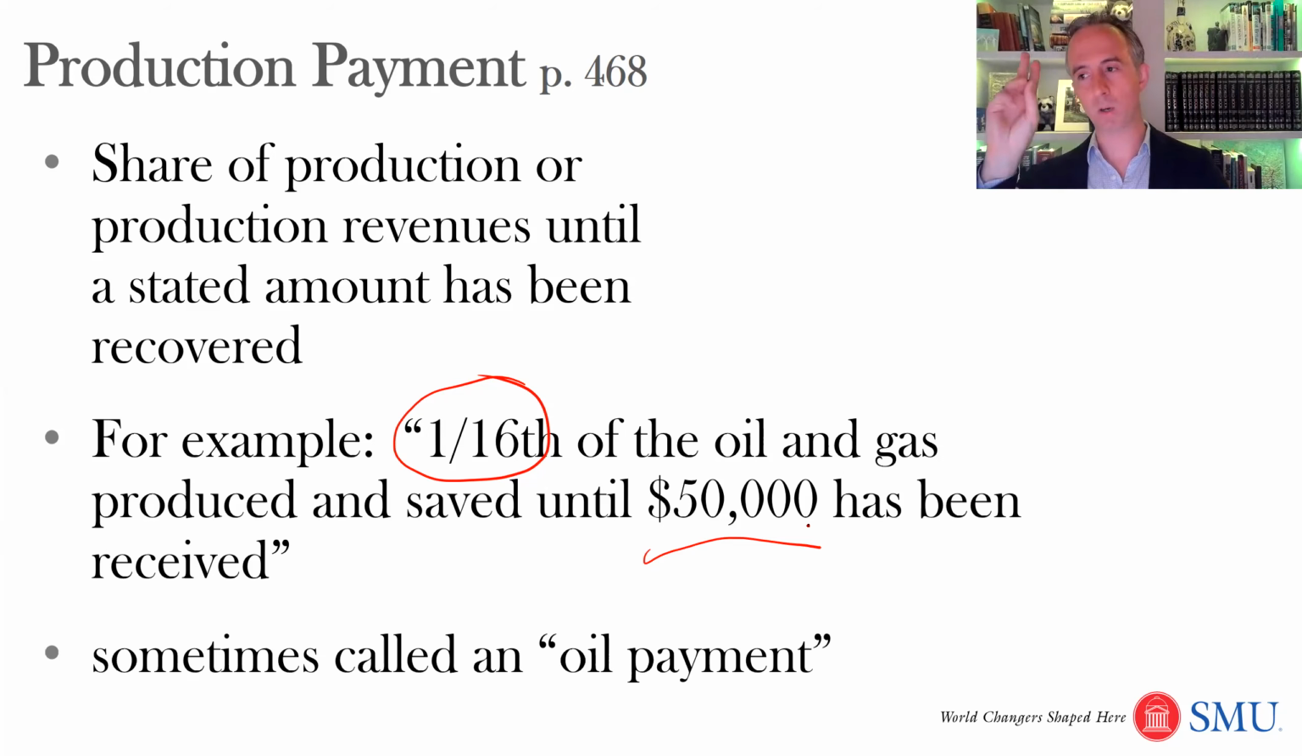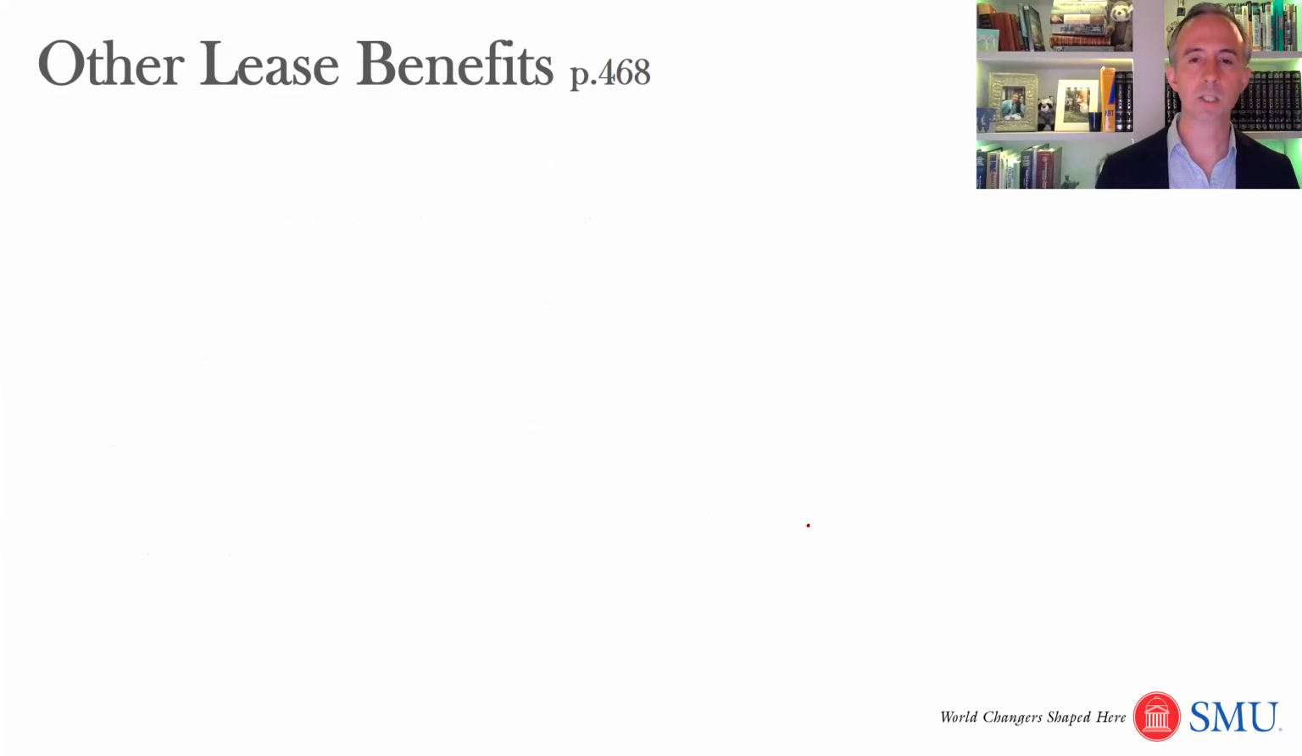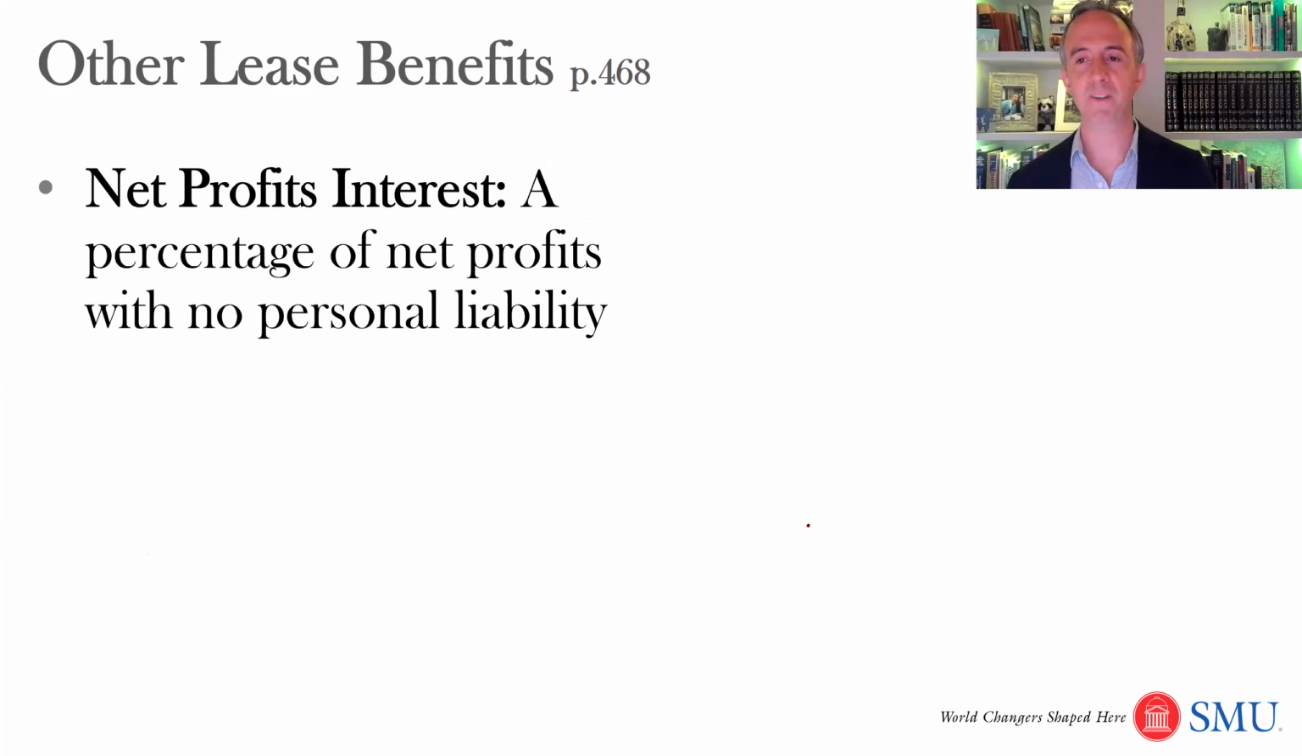Now, sometimes it's called an oil payment. The point is that it is a payment of a certain amount, but it's made out of the production of oil itself. Okay. So some other lease benefits that you sometimes see, that you might think about how they fit into this, a net profits interest. So that's a percentage of the net profits. Unlike the normal royalty where the landowner says, I don't care how much it costs, you just give me a share of what's been produced, in this one, it's a percentage of net profits.